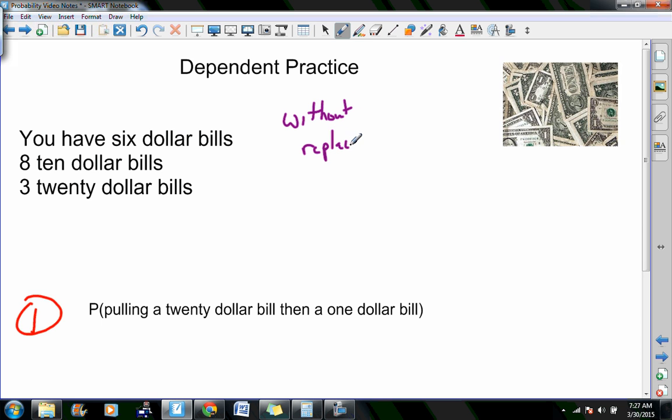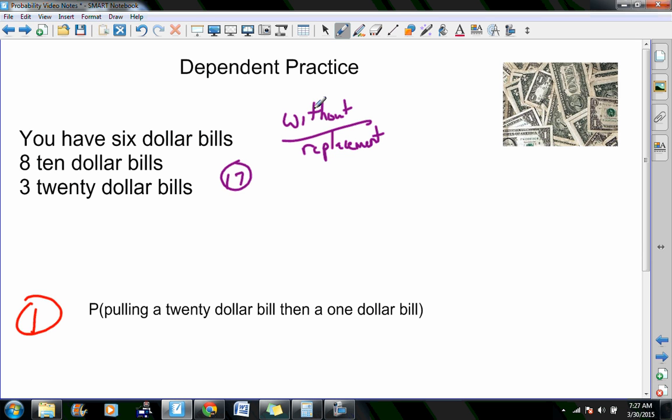You have to be very careful with this because replacement means that you put the item back after you pull it. So for this, we have 6 $1 bills, we have 8 $10 bills, and 3 $20 bills, which means that we have a total of 17 items. But after we pull one of them, we are not going to put it back. Okay? The basic concept of probability of compound events, which means multiple events, is that I want you to multiply the individual probabilities together.